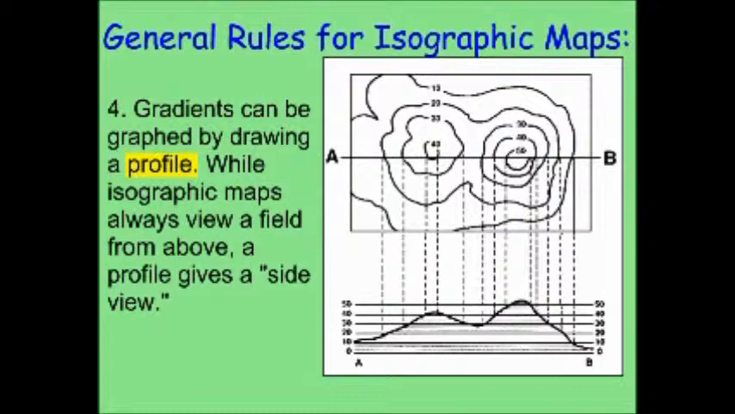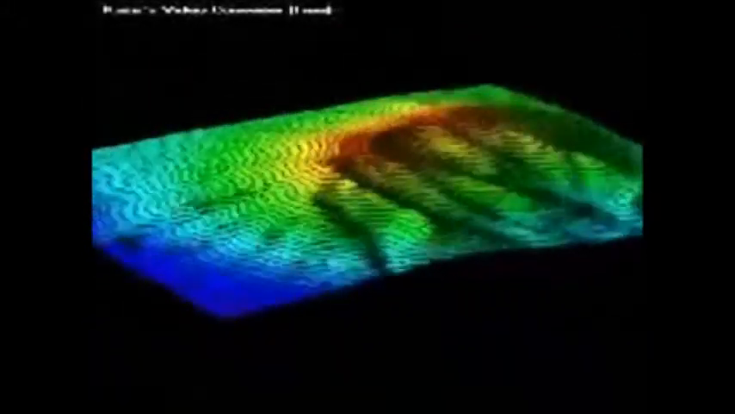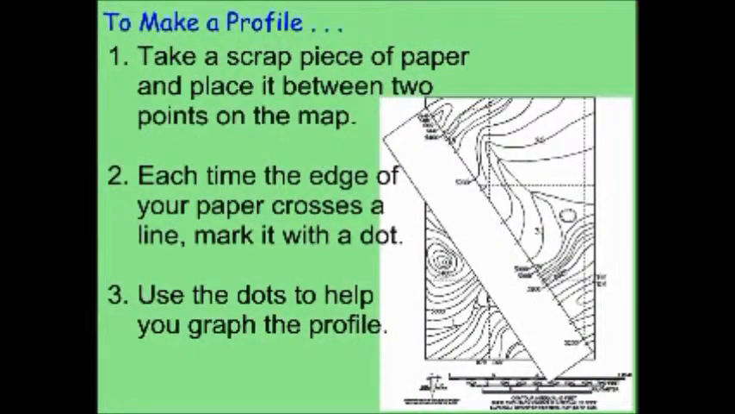The 4th rule for reading isographic maps is that a gradient can be graphed by drawing a profile. Isographic maps are always viewing a field from above, and a profile gives us a side view of what that area would look like. To make a profile, you take a scrap piece of paper and put it between those 2 points, and each time the edge of your paper crosses one of those isolines, you mark it with a dot, and then you label it with the value of that isoline.